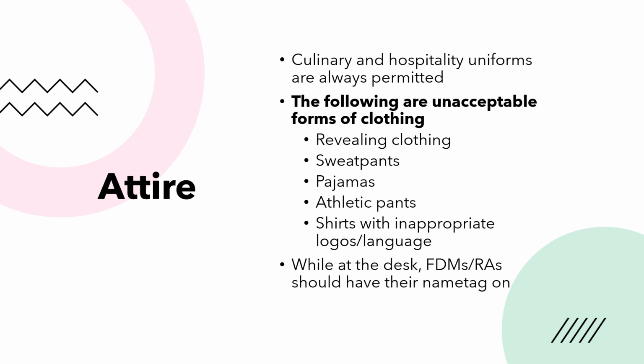FDMs can wear casual or business casual clothing for their FDM shifts. Culinary and hospitality uniforms are always permitted. The following are unacceptable forms of clothing during your shift. These are revealing clothing, sweatpants, pajamas, athletic pants, shirts or clothing with inappropriate logos and language. Remember, as an FDM and RA, you should always be wearing your name tag as a part of your attire for your FDM shift.